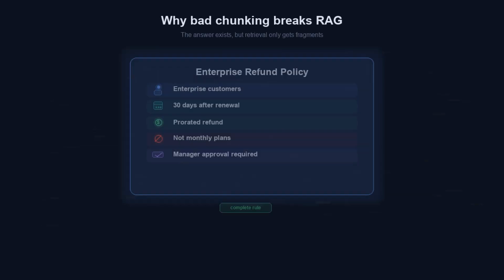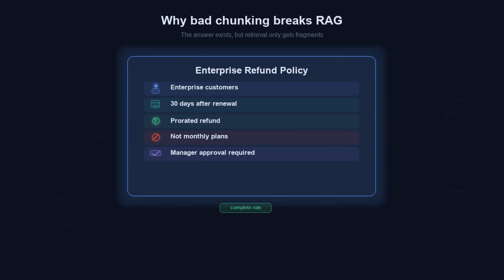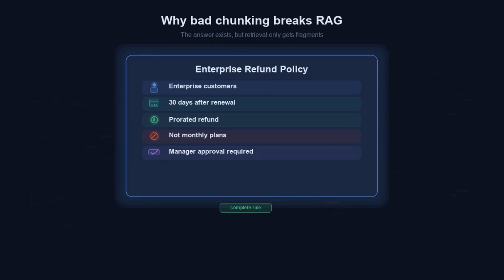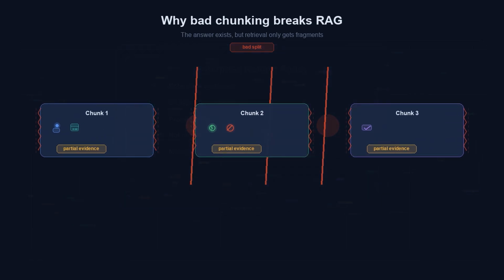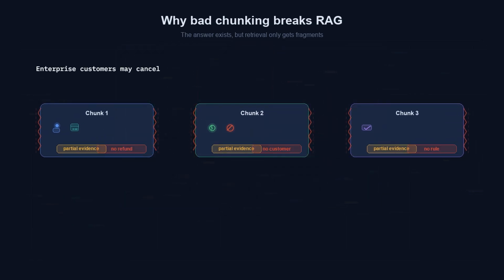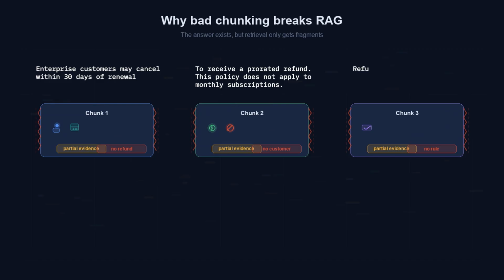Let's say you have a document with a section that looks like this. Now imagine we split this text poorly. One chunk says enterprise customers may cancel within 30 days of renewal. Another one says to receive a prorated refund, this policy does not apply to monthly subscriptions. There could be another chunk that says refunds must be approved by the account manager. Each chunk contains a part of the answer, but no single chunk contains the complete policy.